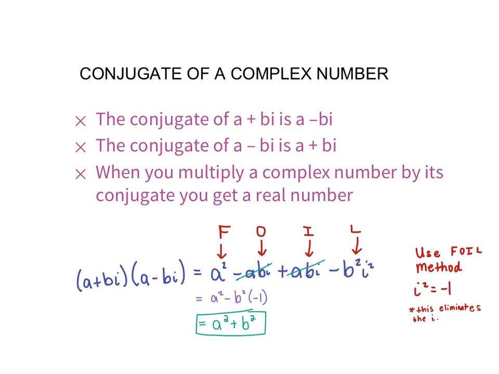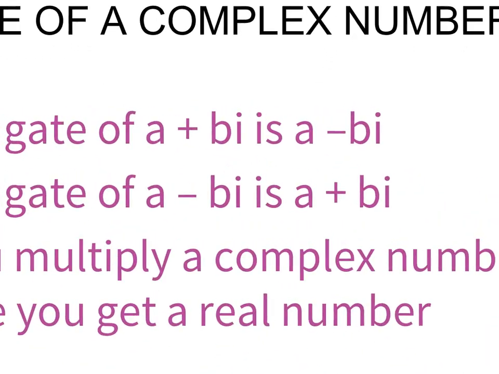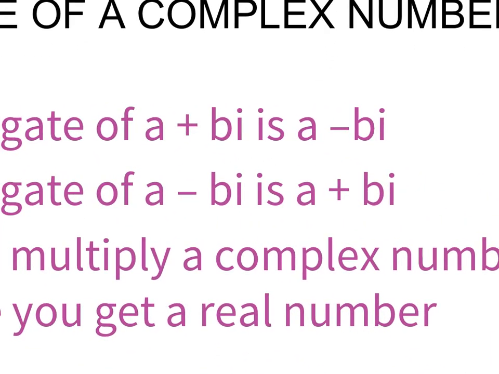All right, conjugate. Guys, it's very important to understand what the word conjugate means. This is a really easy concept, but you just have to understand. The conjugate of A plus BI is A minus BI. The conjugate of A minus BI is A plus BI. What is changing? The sign in the middle. The sign of A stays the same. The sign in the middle is what changes.